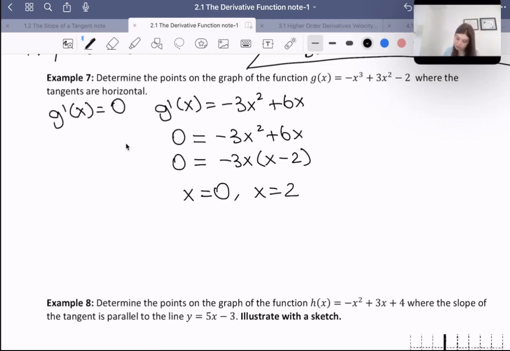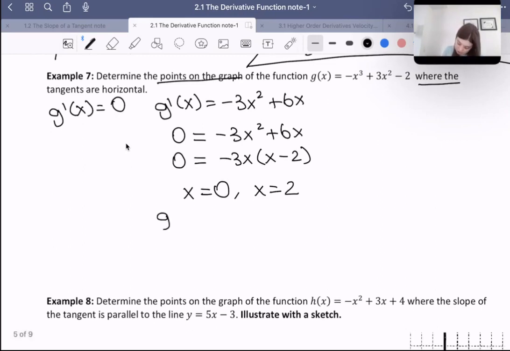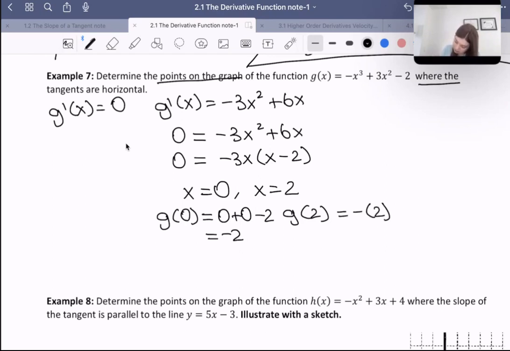Now notice it asks to determine the points on the graph, not just the x values, but what are the points? So to find the rest of these points, I need to go with g of 0 and find out what that is, and also g of 2 to find the y values. So let's do that. Here we just have 0 plus 0 minus 2, which is just negative 2, so that one's easy. This next one is going to take a little bit longer, but that is okay.